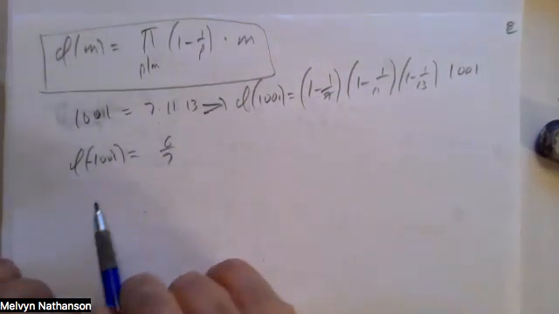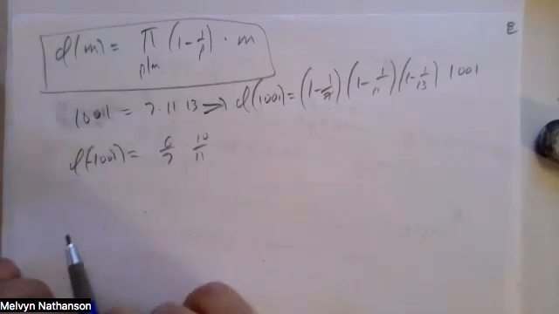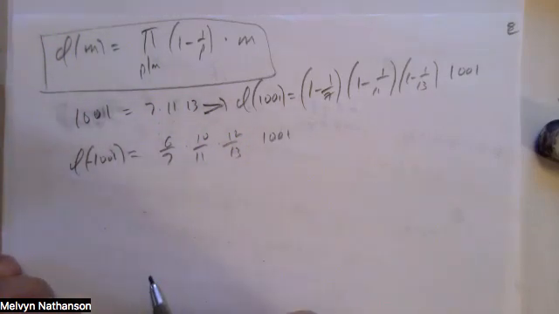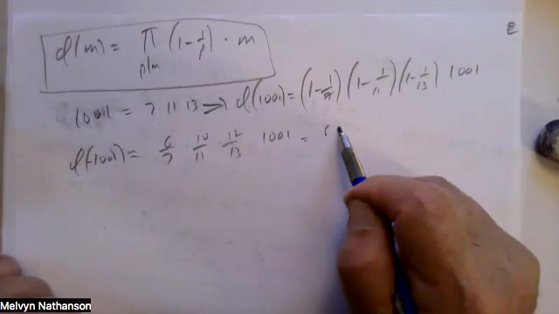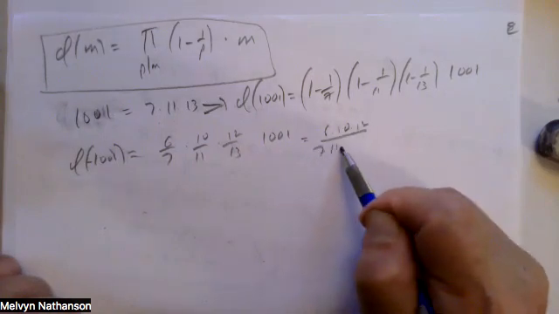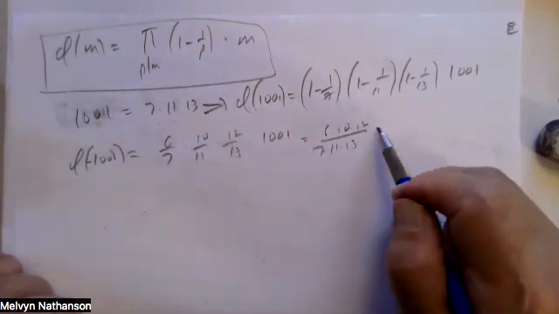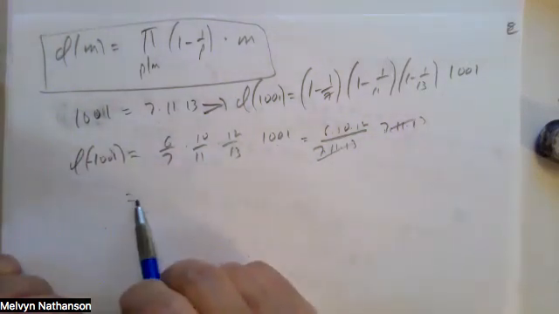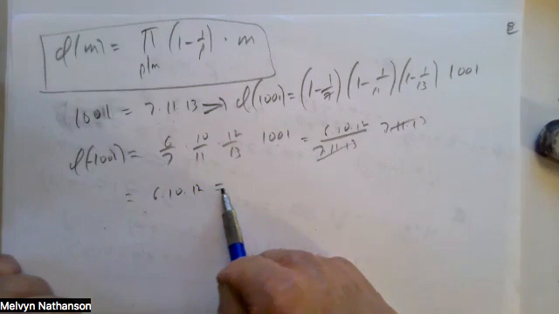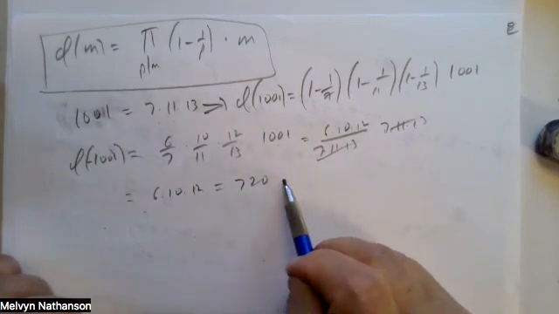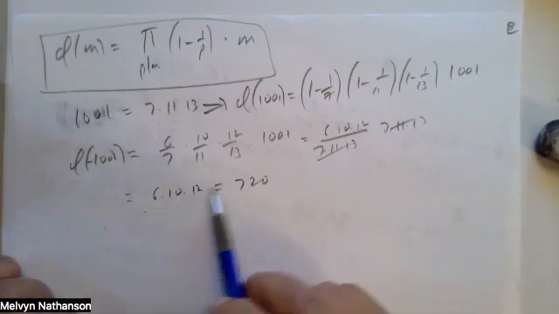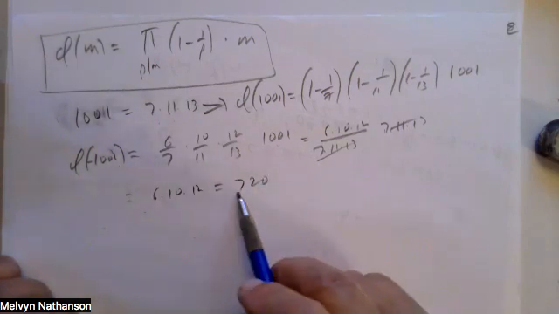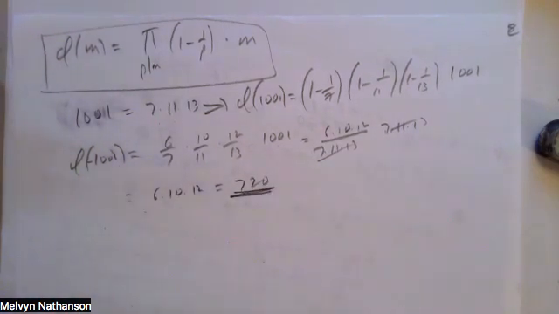So that's equal to 6 over 7 times 10 over 11 times 12 over 13 times 1,001, which is 6 times 10 times 12 over 7 times 11 times 13. And we already saw 1,001 is 7 times 11 times 13, so this denominator cancels. We get 6 times 10 times 12, which is 720. So the number of integers from 0 to 1,000 that are relatively prime to 1,001 is exactly 720.